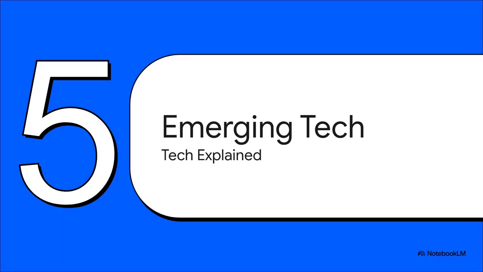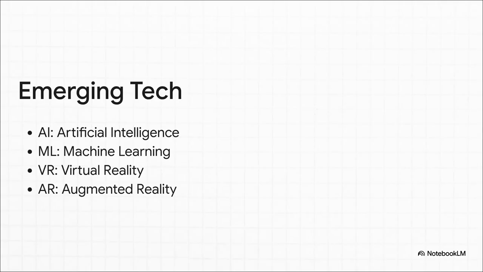And finally, Section 5, Emerging Tech Explained. We've mastered the present setup on your desk. Now, for the final stage of our explainer journey, we're looking forward. We need to decode the concepts shaping tomorrow's digital landscape. These are the forward-looking aspirational terms you are going to see absolutely everywhere.